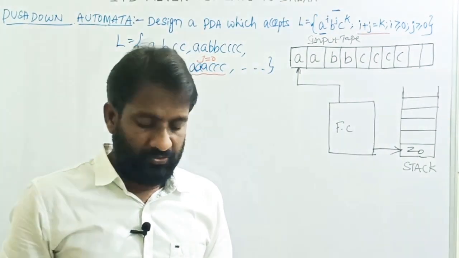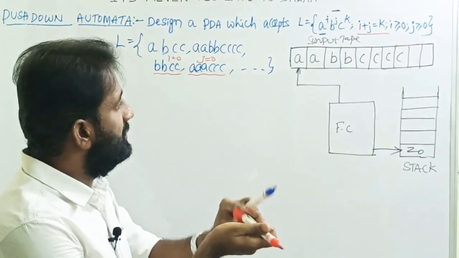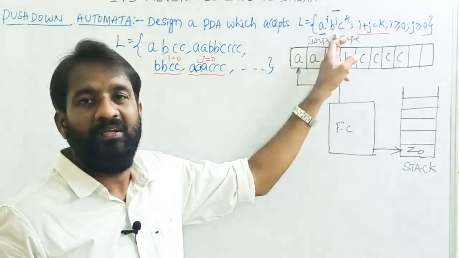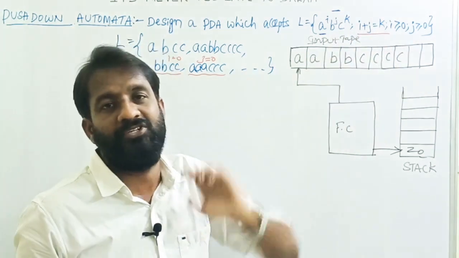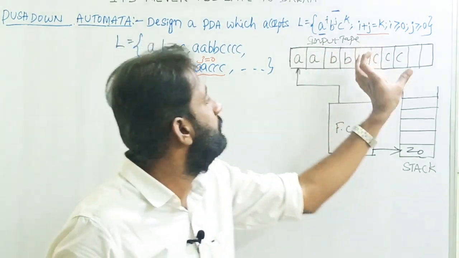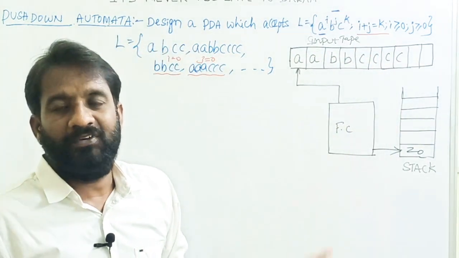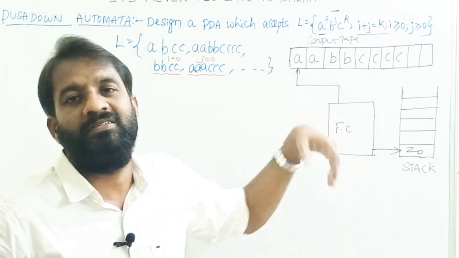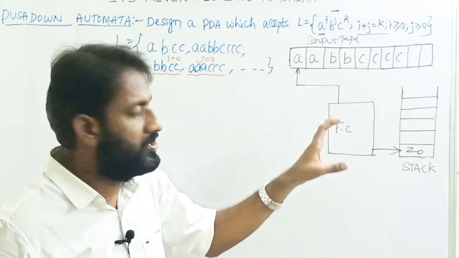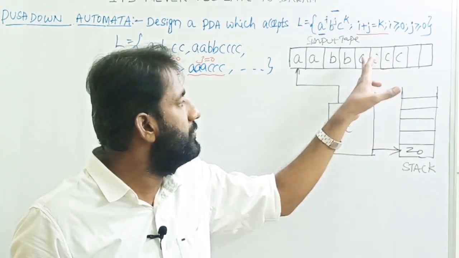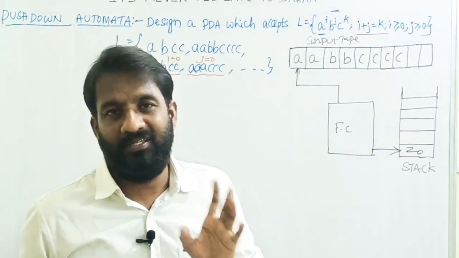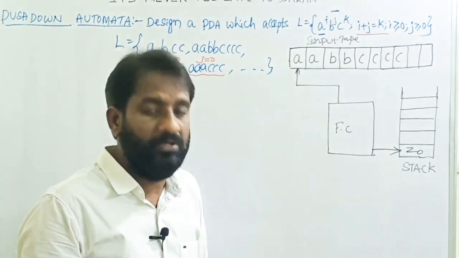So let me tell you the logic. By seeing this, the sum of all a's and b's is equal to the number of c's in your string. That's why 2 a's, 2 b's, 4 total symbols, there are 4 c's. The order is first a's should be completed, then b's and c's. So based on this, push all a's and b's onto the stack. Then if you encounter c's, for every c try to pop one symbol from the top of the stack. This is the logic. So let me explain this logic through this diagram.